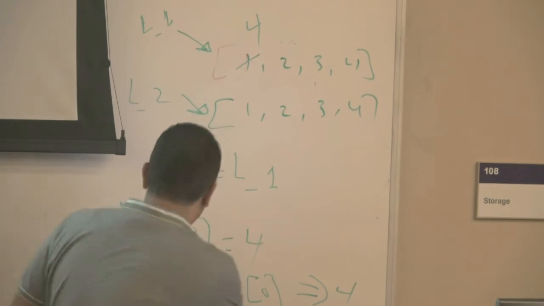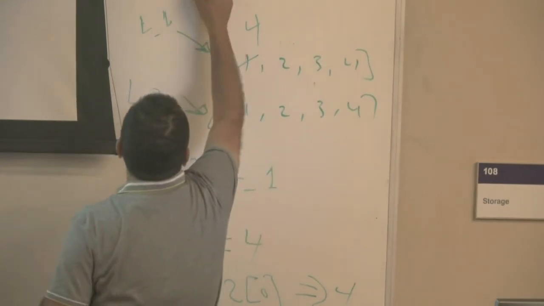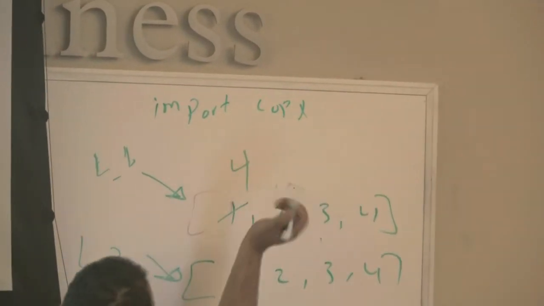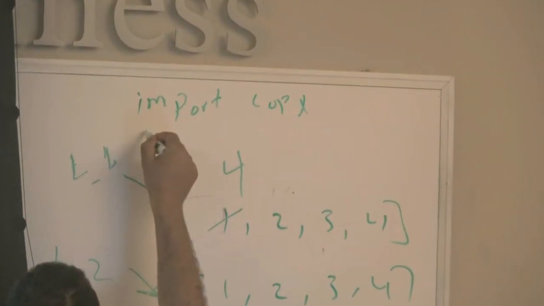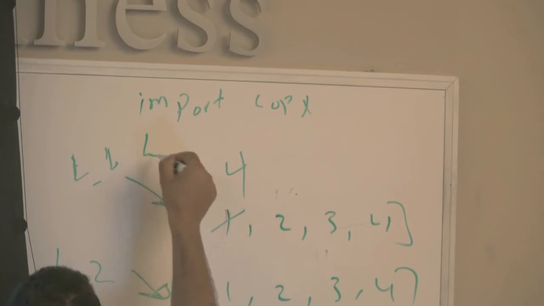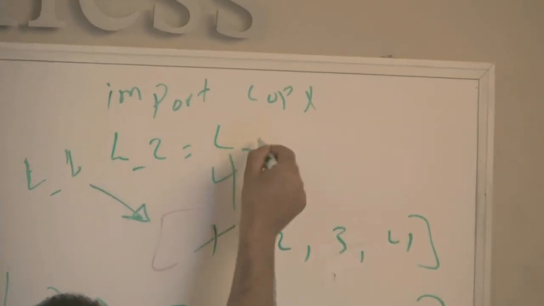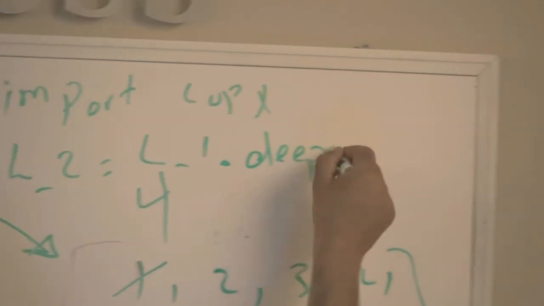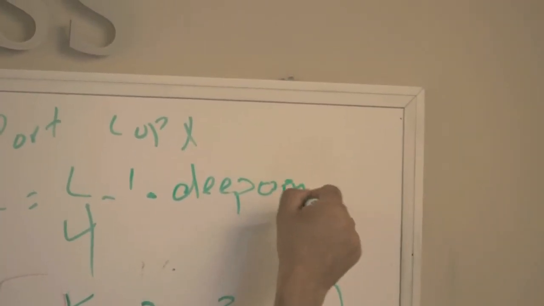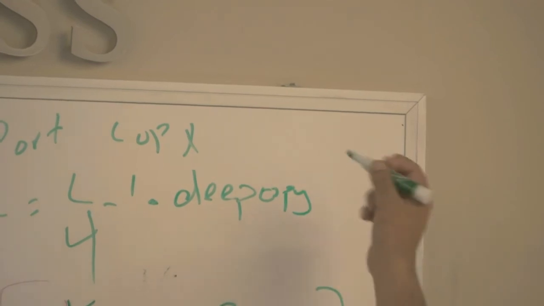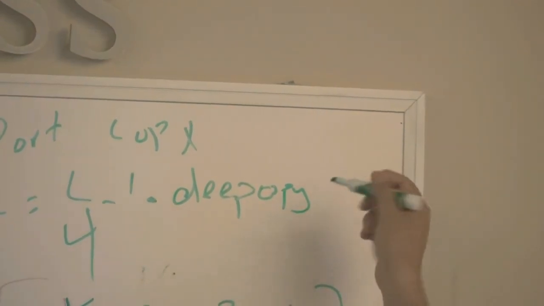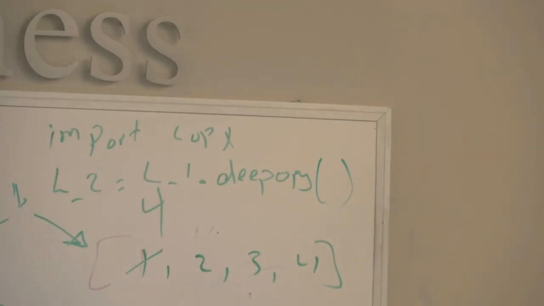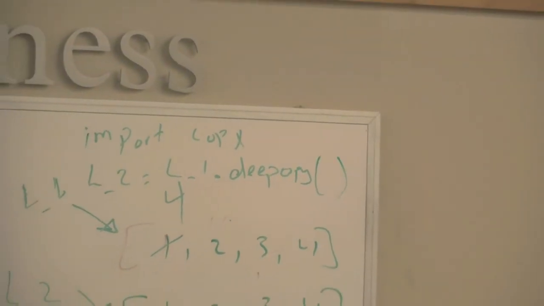So I have to import copy, and then I have, for example, L_2 equals copy.deepcopy of L_1, and it will copy it there. And that's what we have in here.